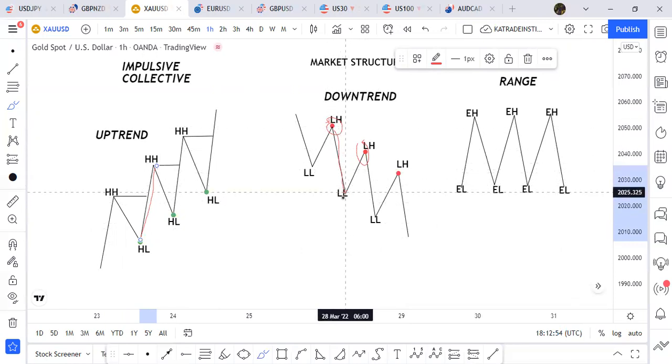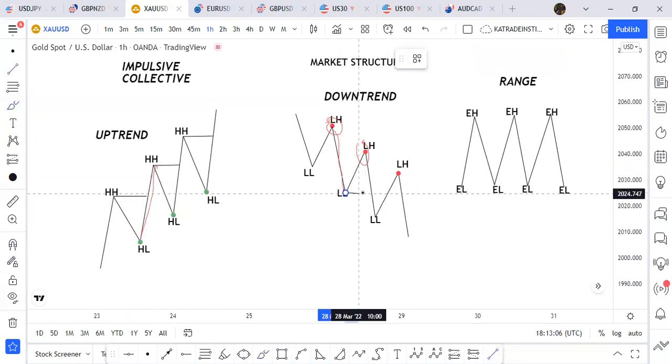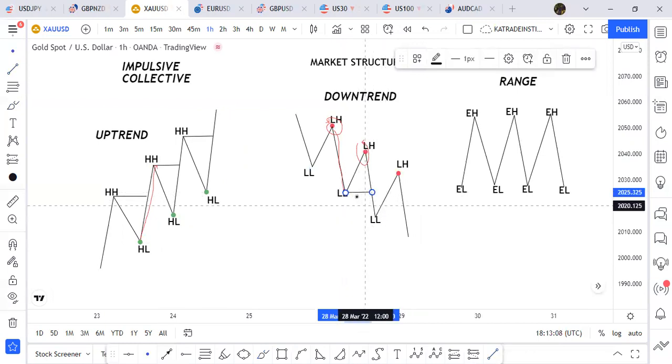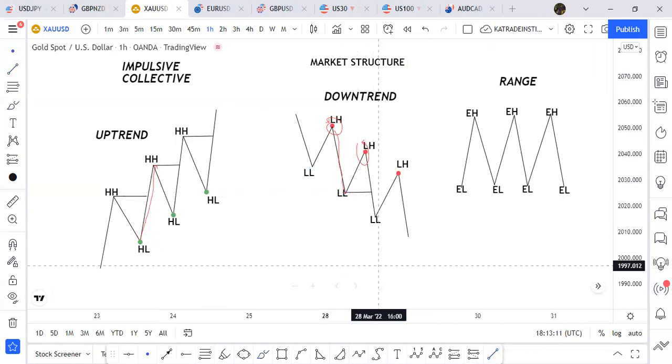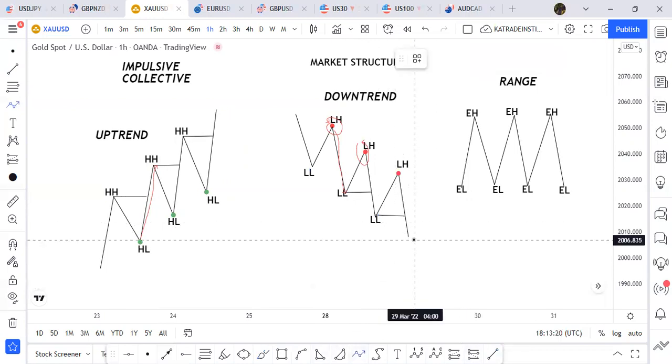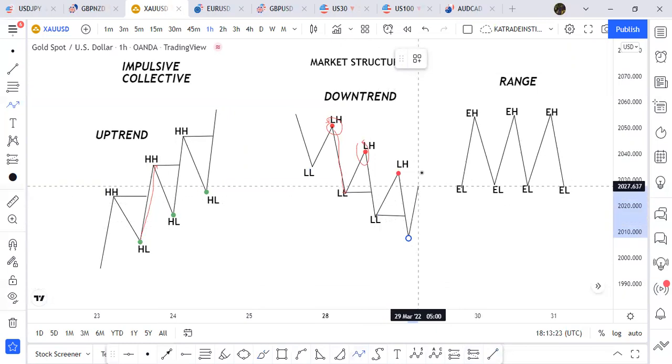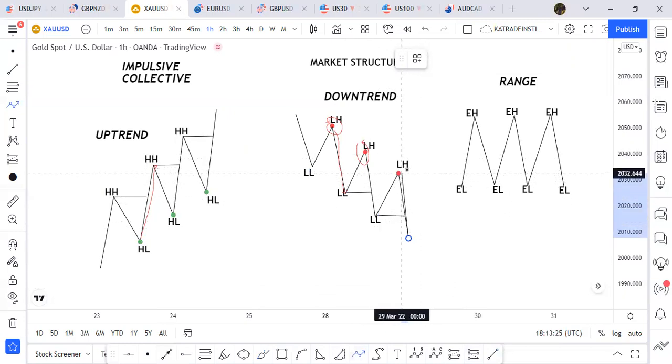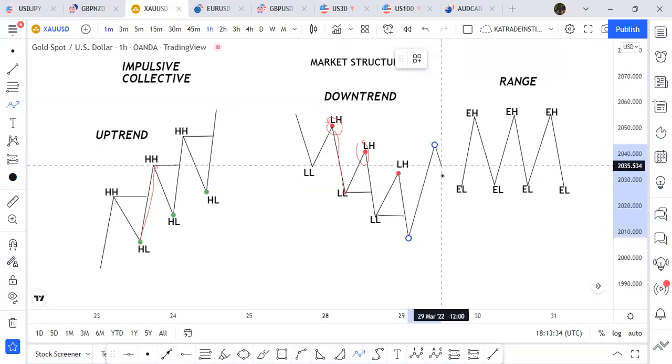If the impulsive move is pushing to the downside, we call it a downtrend. The reason we call it a downtrend is that price continues breaking the lower lows and creating more lows. I hope you are getting me. If it continues breaking the lows and giving us more lows, then before we can say the downtrend is over, we need to get an invalidation of our recent swing high.